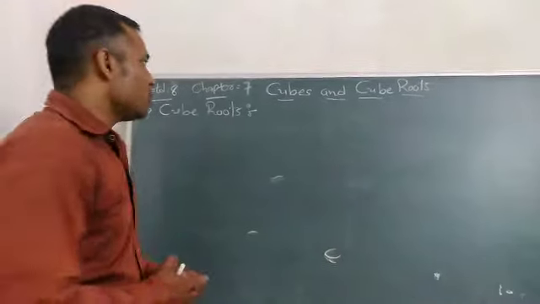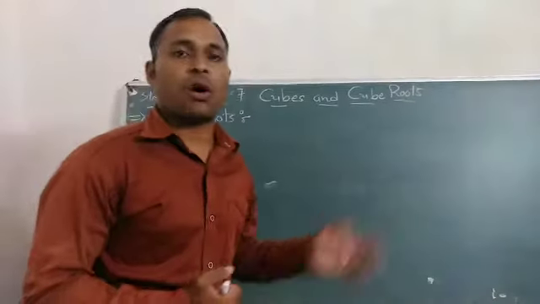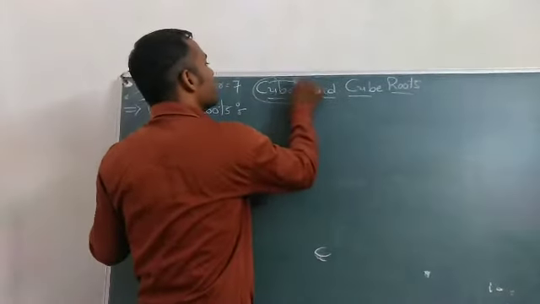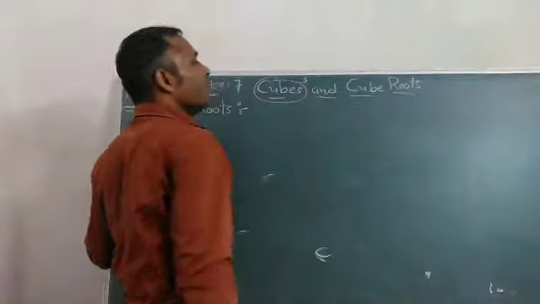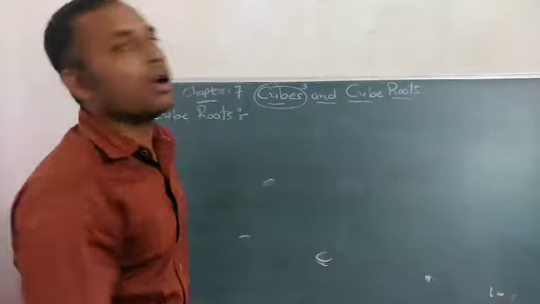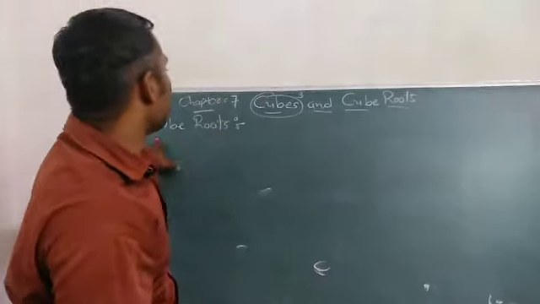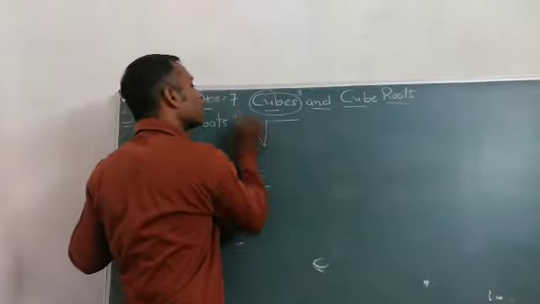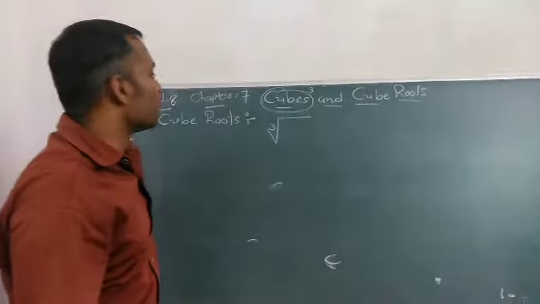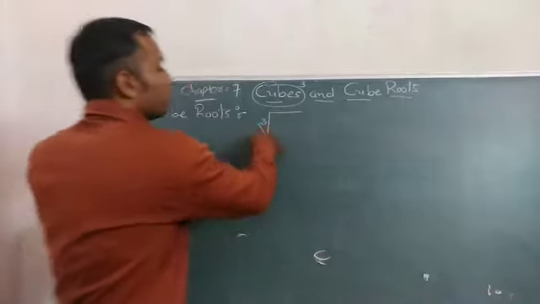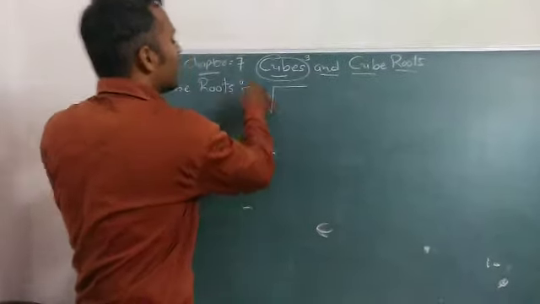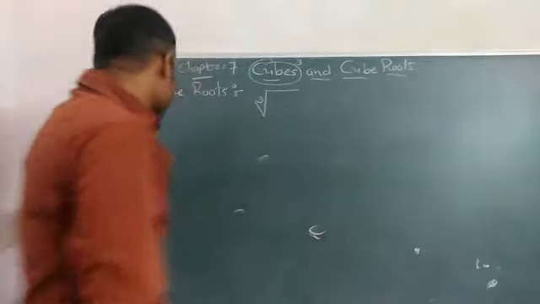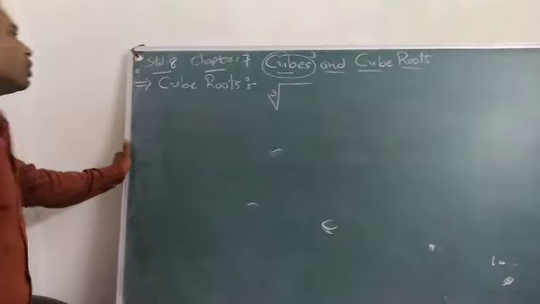Okay. So now cube root is the reverse process of cube, and the symbol of cube we discussed earlier is denoted by 3 in the upper section of a number, and the symbol of cube root is a root sign with 3 right here. Okay, so now what is the meaning of cube roots?